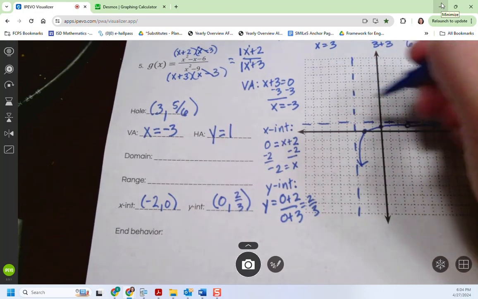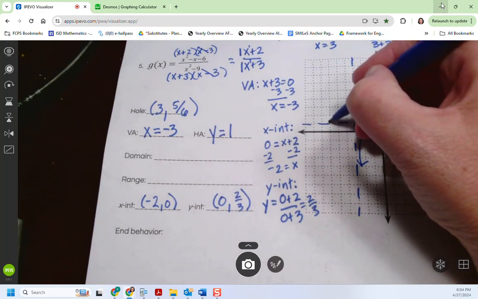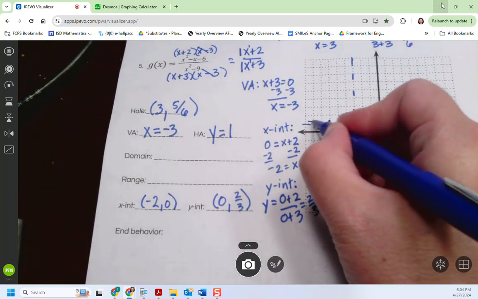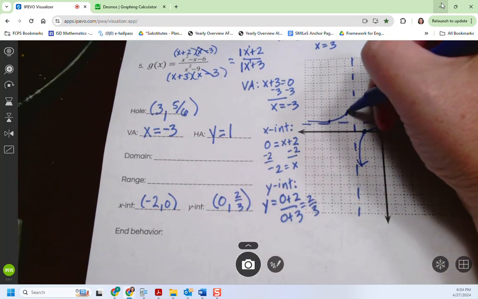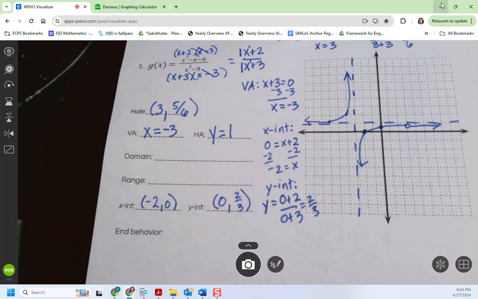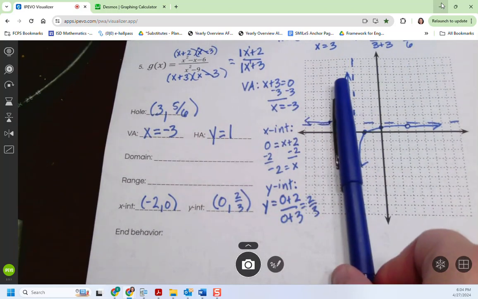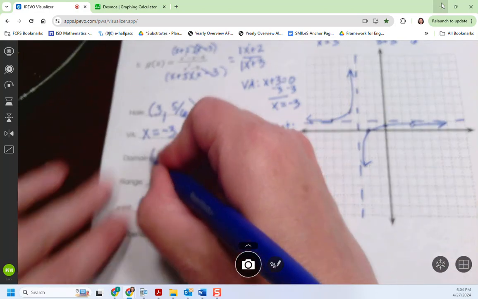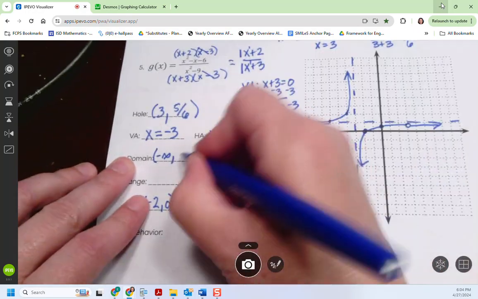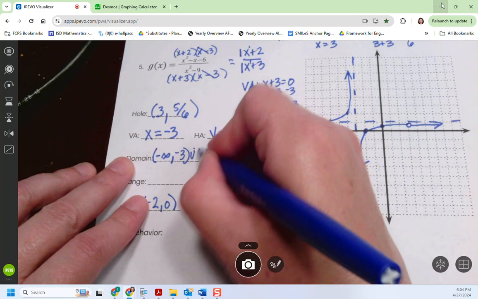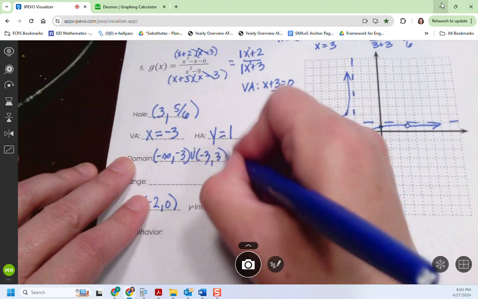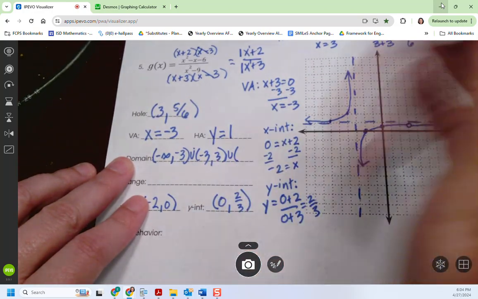Negative 6, 1.3, and negative 4, 2. And that's just enough to get this sketched in. Okay, so for my domain, I need to leave out the asymptote and the hole. Start at negative infinity and go up to your asymptote here, which is at negative 3. Negative 3 up until the hole, which is at positive 3. And then 3 to infinity.